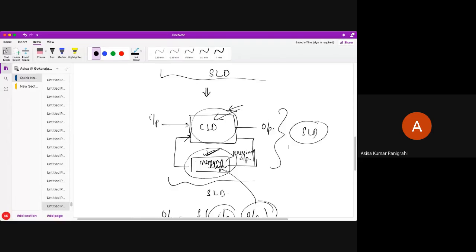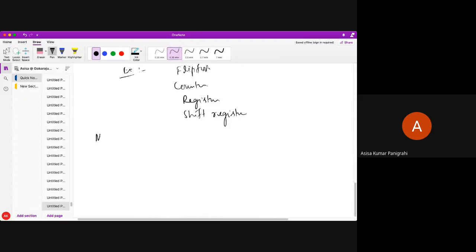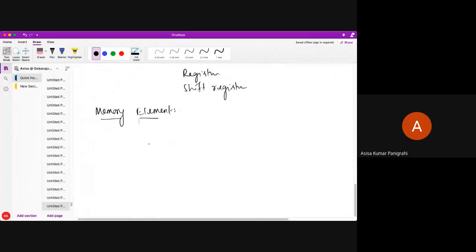So without wasting time, I will directly start with the memory element. Everybody understands, students, what a memory element is now? Memory element is nothing else, it is going to store the data. What is the data? Binary data. So I'm just going to tell you a basic memory element. Just see here how I am designing.